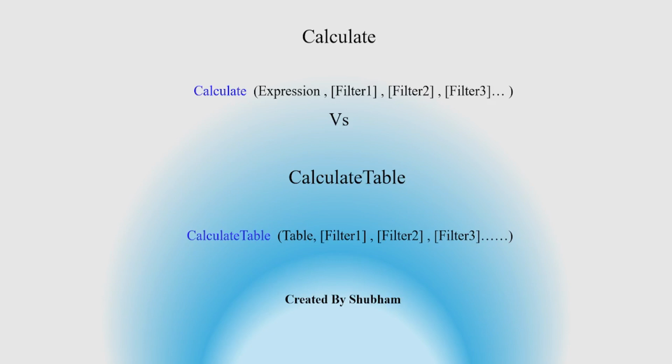So the first difference, guys, you can clearly see in the syntax. Under the CALCULATE function, we have this expression parameter. But under the CALCULATETABLE function, we are not able to see any expression parameter here. Now, guys, let's move towards the Power BI desktop screen, apply both functions, and understand the differences.